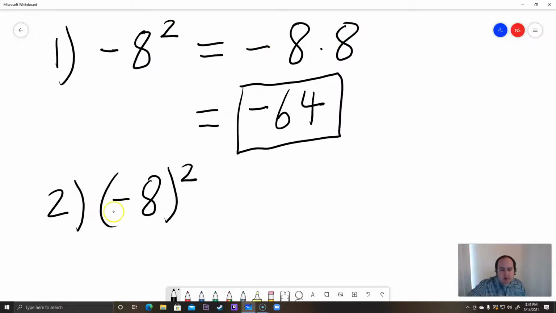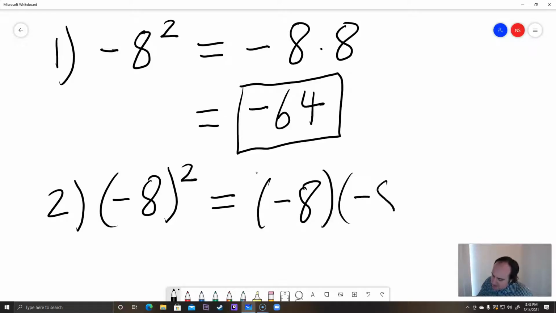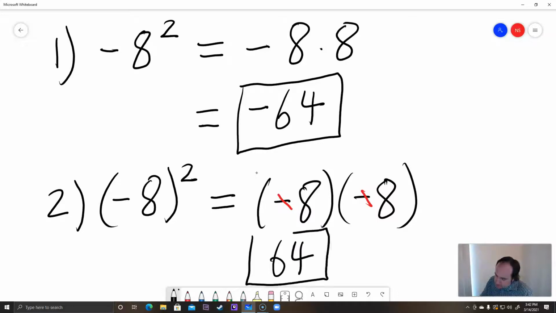Whereas on this second problem, we have parentheses around the negative as well as the number. So this is actually going to mean the entire parentheses times itself. So this is going to mean negative 8 times negative 8. So because there's two minuses this time, on this one, the minuses are going to cancel out. And they're going to give us 8 times 8 is positive 64. So this one's actually going to be positive 64.